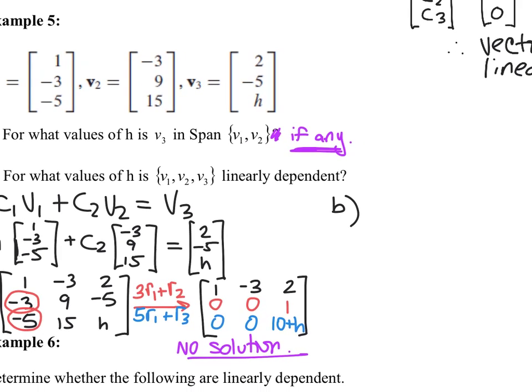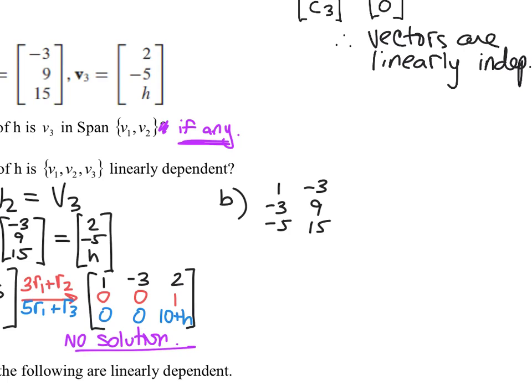All right, so part B, a little bit more straightforward on the setup, because that's what we've been doing all along. We'll just jump right to the homogeneous setup. 1, -3, -5, -3, 9, 15, 2, -5, and H. And then we'd have the 0, 0, 0. So same approach. We have to row reduce.